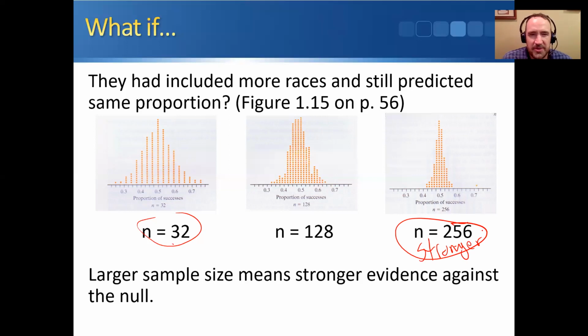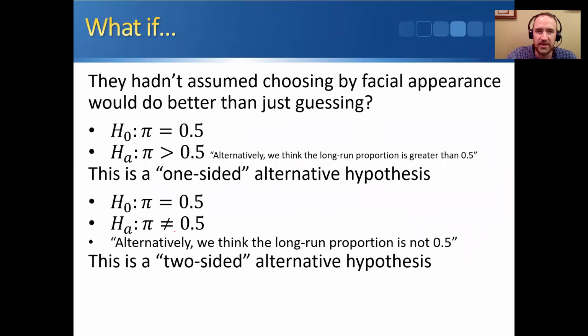They want their test to be able to give them strong evidence if it's appropriate. So if there really is something different than the null going on, they want to get stronger evidence against that null. So they try to go for larger sample size. All right, so we see if a statistic changes, that gives us different strength of evidence. If our sample size changes, that gives us different strength of evidence.